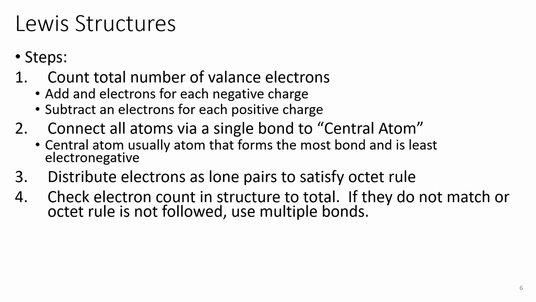If the two do not match, I have to go back and I have to use multiple bonds. I have to somehow get rid of electrons or add more electrons in. Typically it's getting rid of electrons. And we do that by using multiple bonds instead of single bonds between our atoms, and then adjusting the number of lone pairs of electrons that we have.